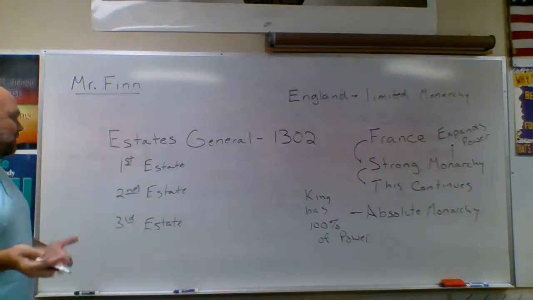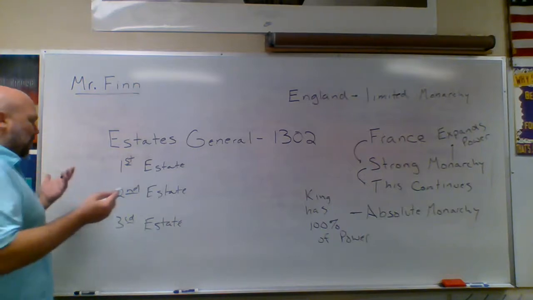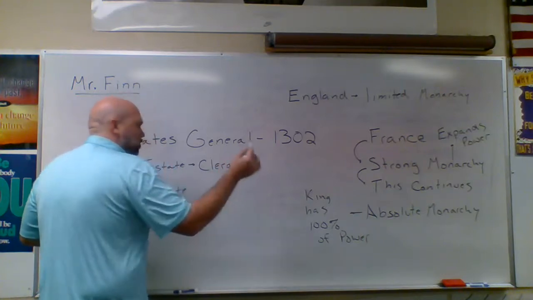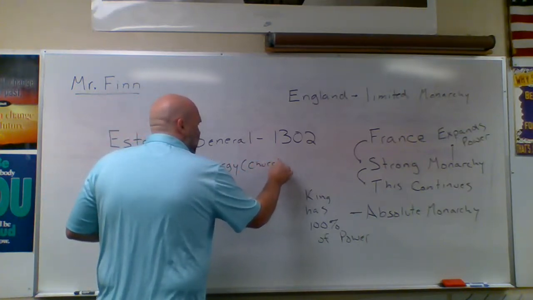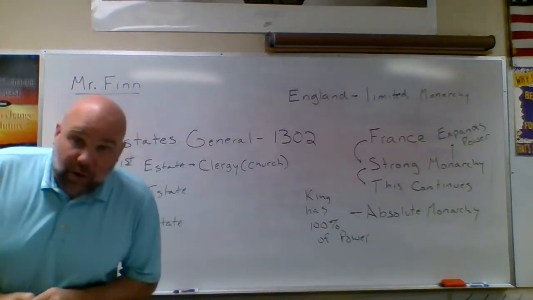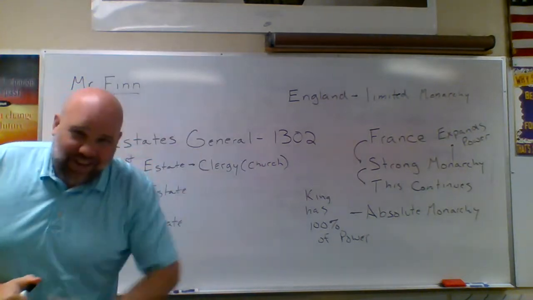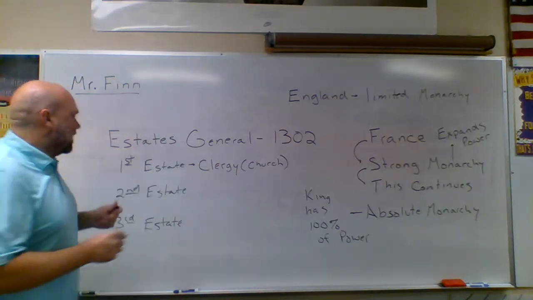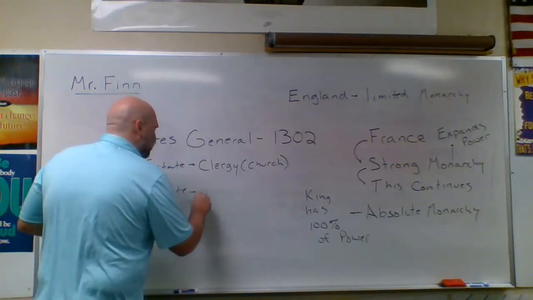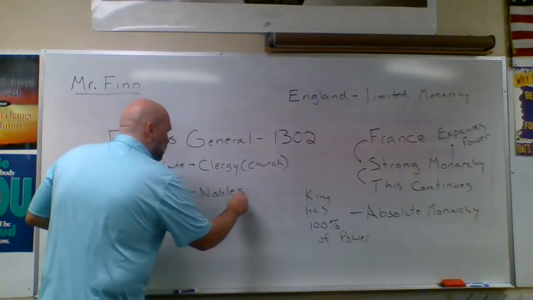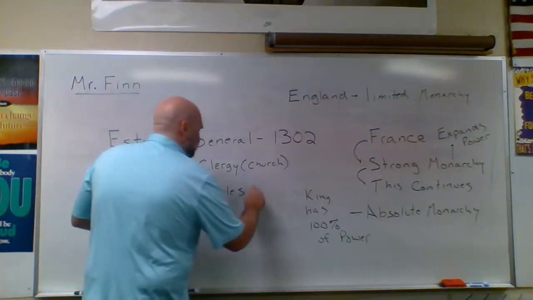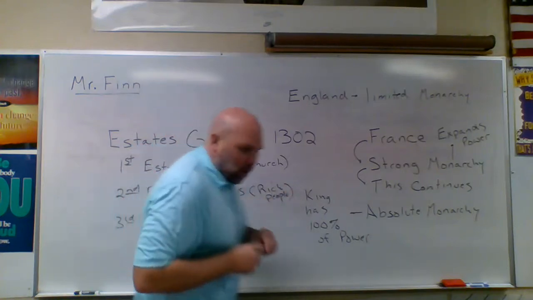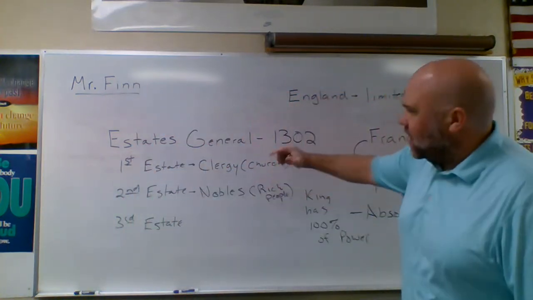Now, who is in each of these estates? Well, the first estate is made up of the clergy, which is the church. So, church folk, the bishops and the cardinals and the archbishops and people who are involved in the Catholic Church, are going to be in this first estate. The second estate is going to be all of the nobles. We'll call them rich people, because that's what they are. The land-holding rich people are going to be the second estate.